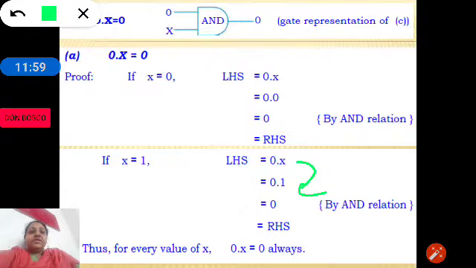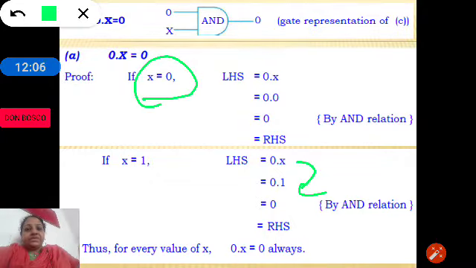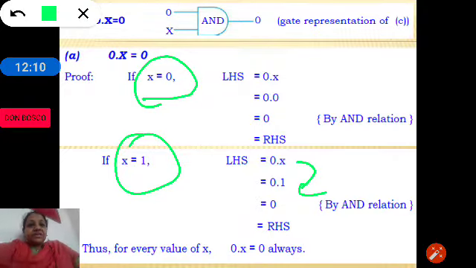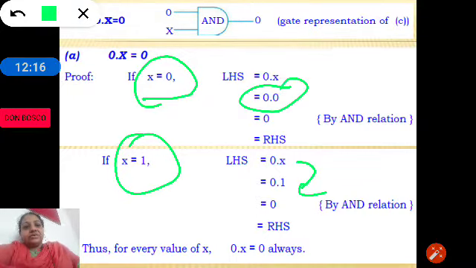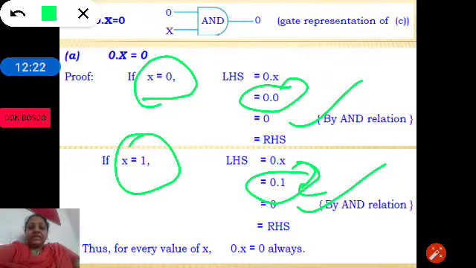Fine everybody? So we can say that whatever the x value may be, 0 or 1, anything ANDed with 0 is 0. So 0 and 0 is 0. 0 and 1 is again 0. So we can say that if a variable is ANDed with 0, the output is 0.